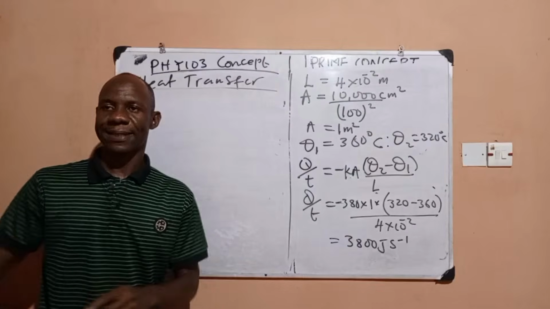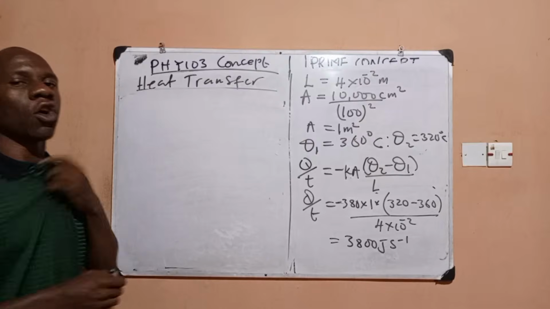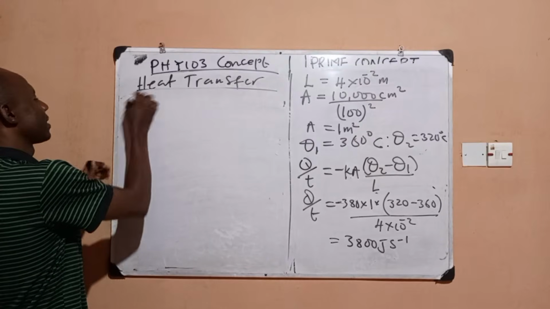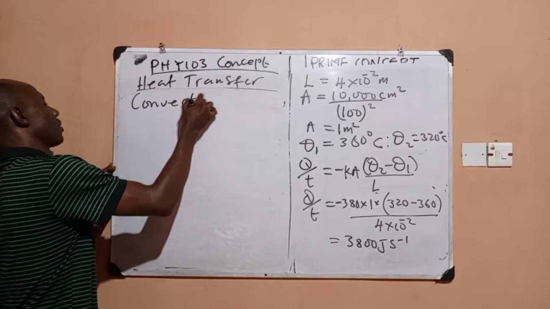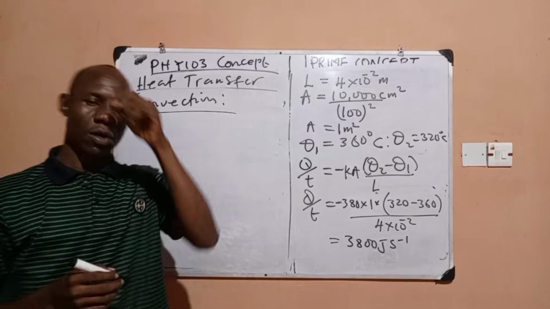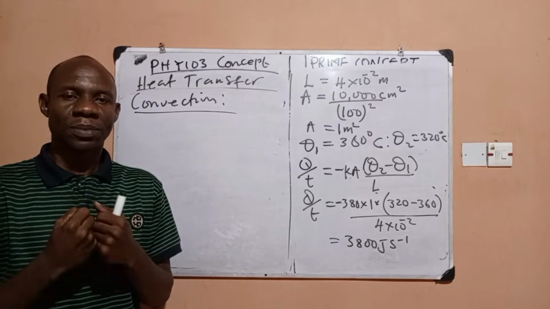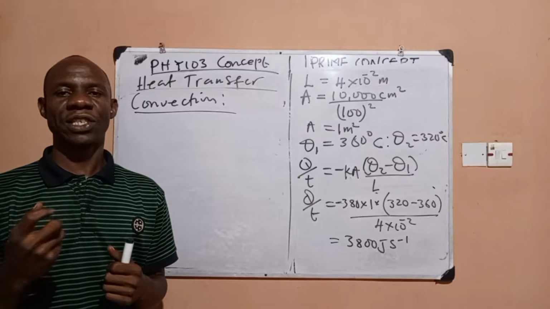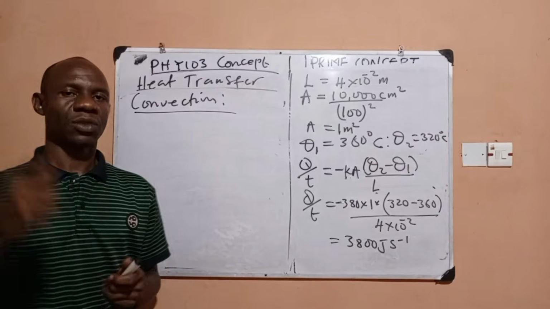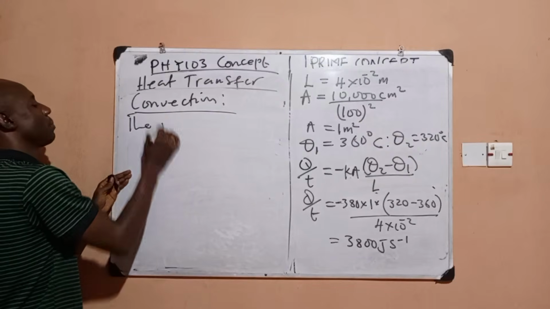Remember, we're looking at heat transfer. Well, we've talked about heat transfer by conduction. Next is convection. Heat transfer by convection occurs when the particles of the substance carry the energy from one point to another.